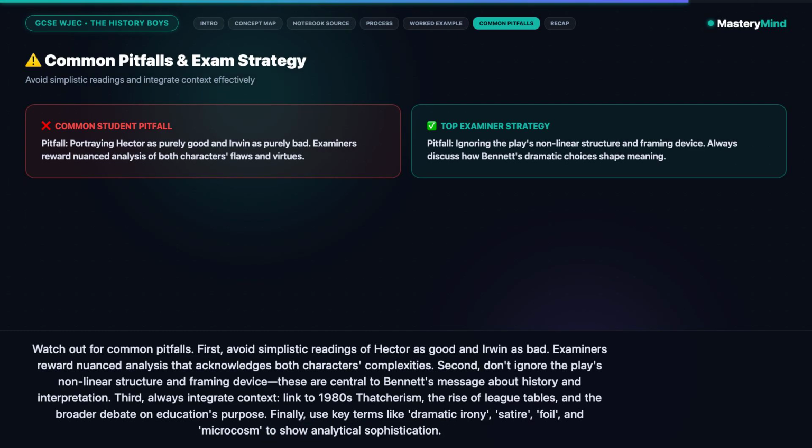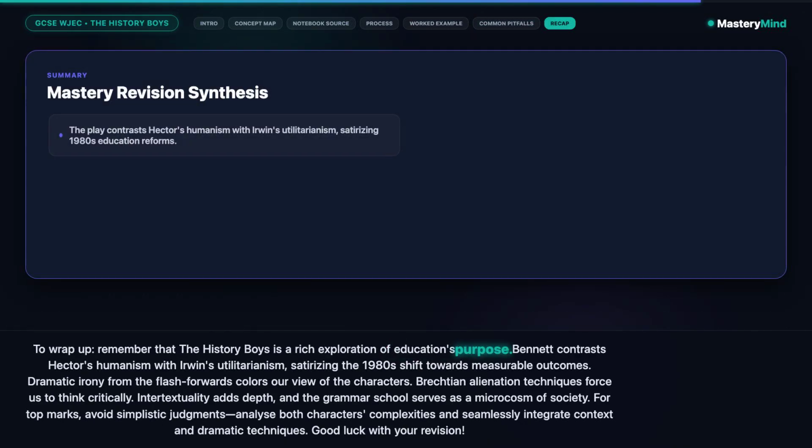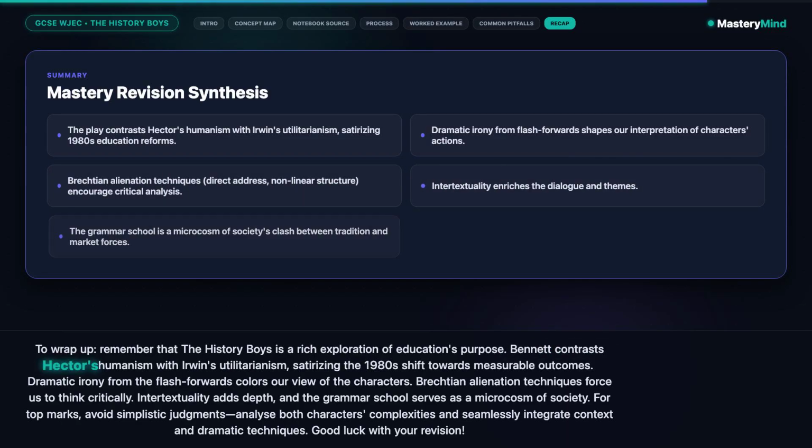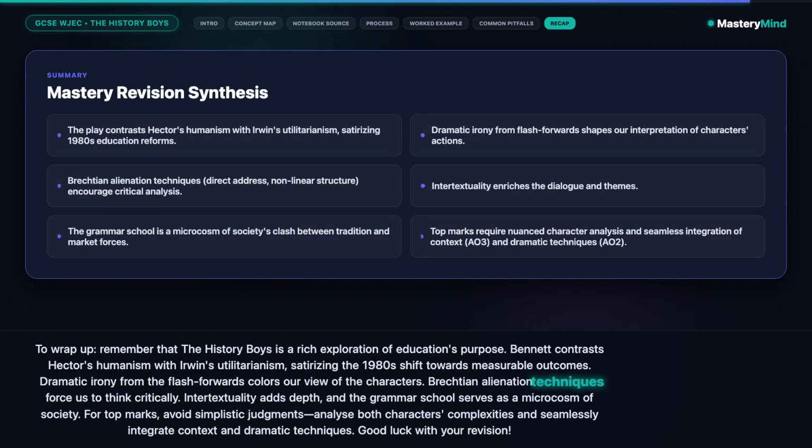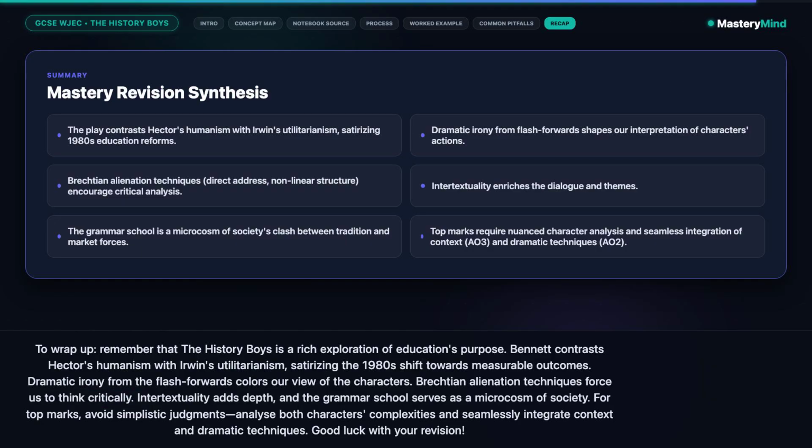To wrap up, remember that The History Boys is a rich exploration of education's purpose. Bennett contrasts Hector's humanism with Irwin's utilitarianism, satirising the 1980s shift towards measurable outcomes. Dramatic irony from the flash forwards colours our view of the characters. Brechtian alienation techniques force us to think critically. Intertextuality adds depth, and the grammar school serves as a microcosm of society.